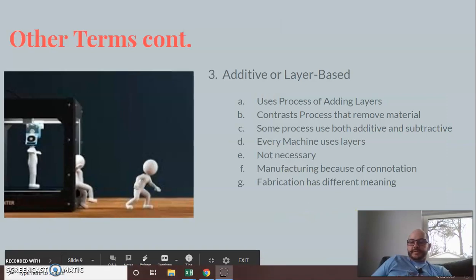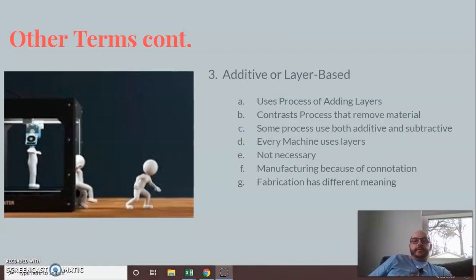So terms continued, okay? The next one is additive or layer based. It uses the process of adding layers. It's the one we keep talking about. In contrast, some processes use the process that removes, okay? Some use both. No matter what additive manufacturing machine, every machine uses layers. Whether it takes off layers or adds layers, it views it in layers.